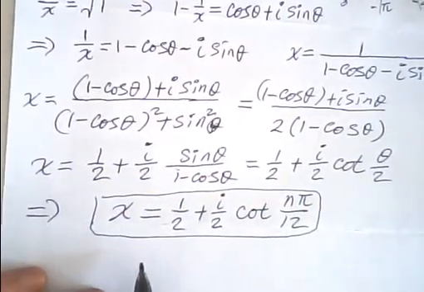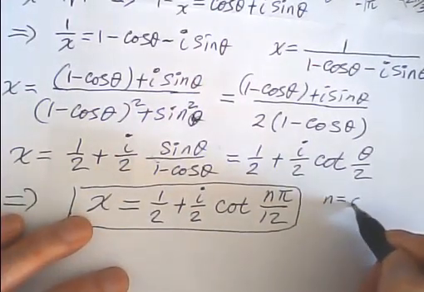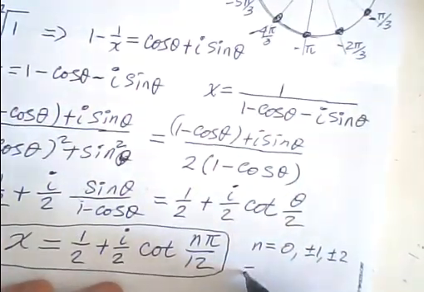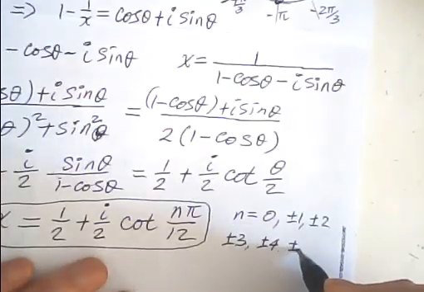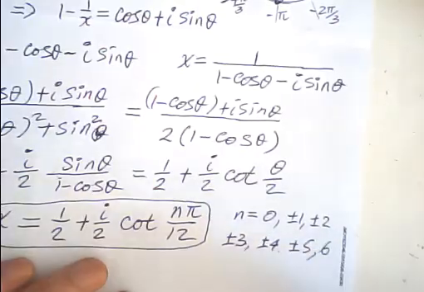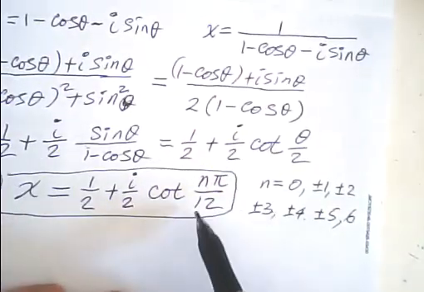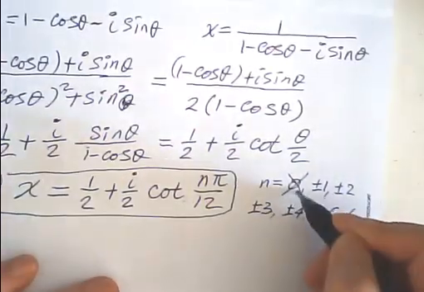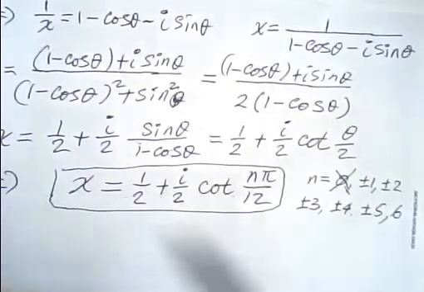This is my x. And n equal to those things, right? 1, 2, 3, 4, 5, and 6. But unfortunately, cotangent 0 is not defined. So we delete that one. So we have 11 roots. These are 11 roots for x.